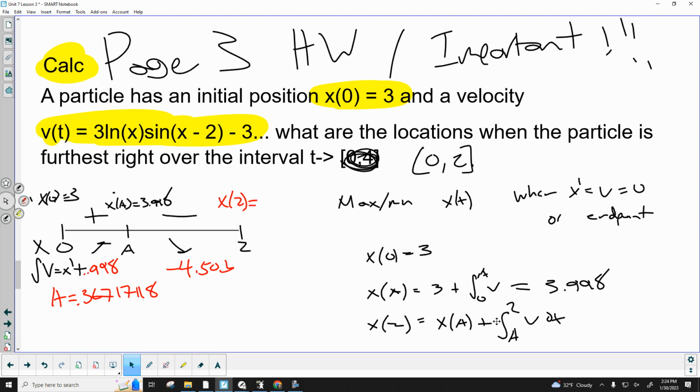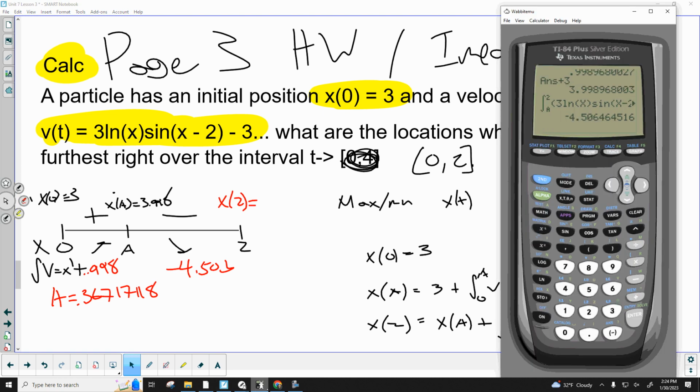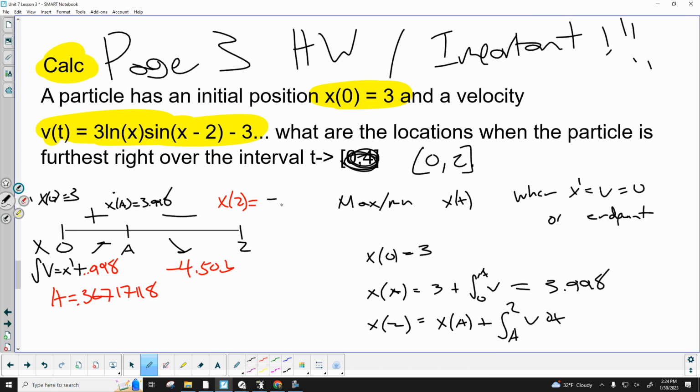Take your position at time a, add your displacement from a to 2. And you get negative 0.507. That's negative 0.507. I hope this makes sense. It's just what we do with our graphs of v. It's just like with decimals, and takes a lot longer than just looking.